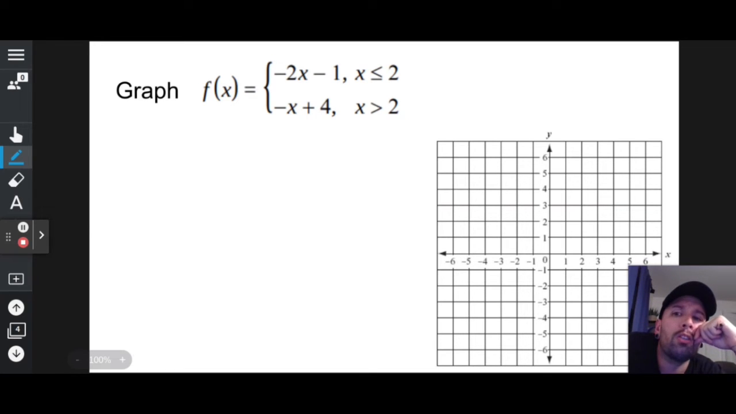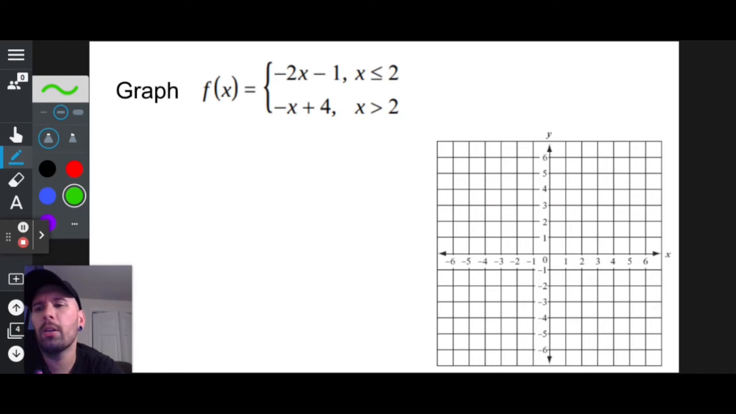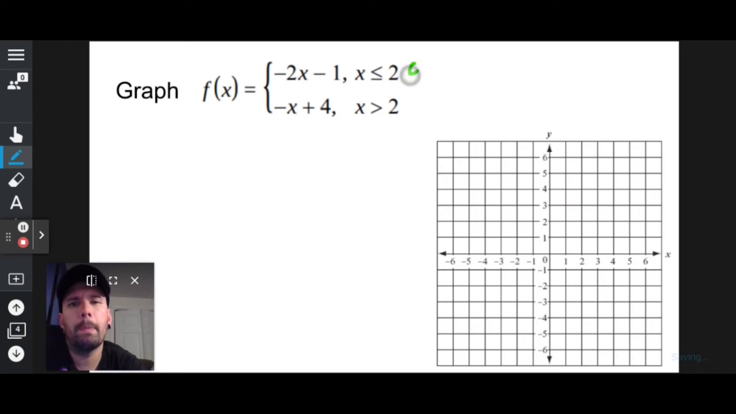Alright, so I'm going to graph this piecewise function. F of x equals negative 2x minus 1 for all the values smaller than 2. X is smaller than 2. I'm going to graph this part right here in green. This is what I'm going to do: I'm going to draw the entire line and get rid of what I don't need.